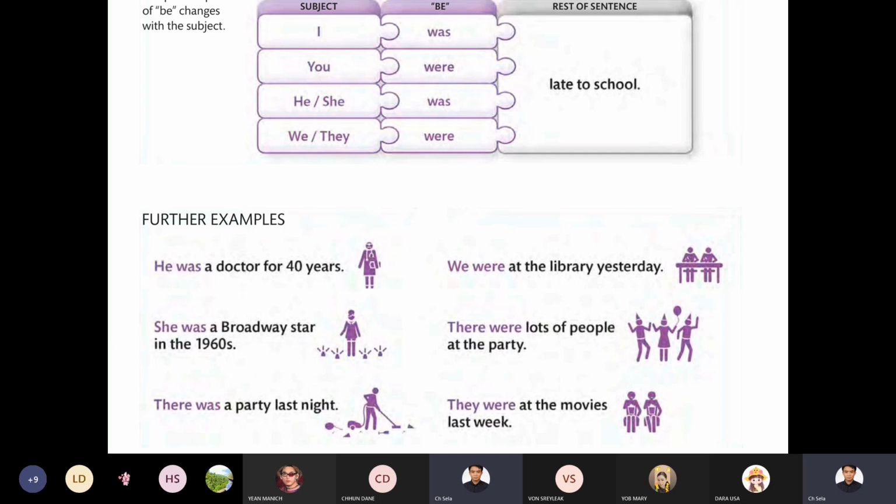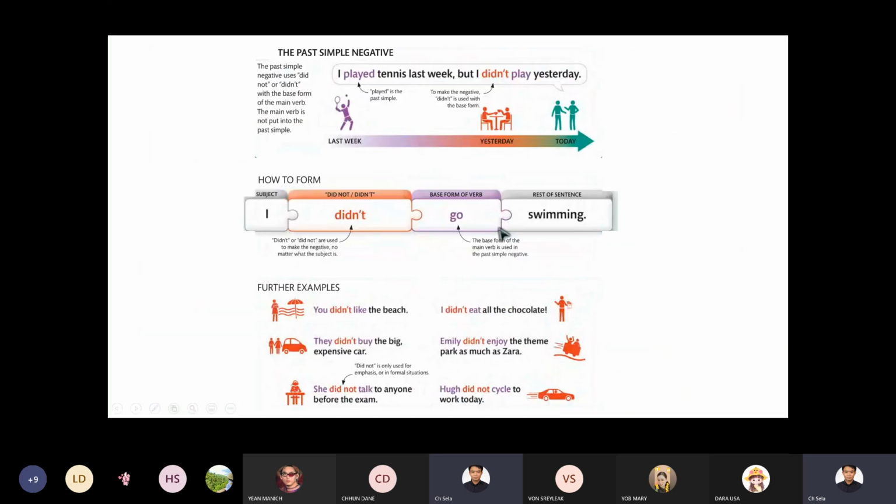He was a doctor for 40 years. She was a Broadway star in the 1960s. There was a party last night. We were at the library yesterday. There were lots of people at the party. They were at the movie last week. Okay, so these are examples you can read by yourself.